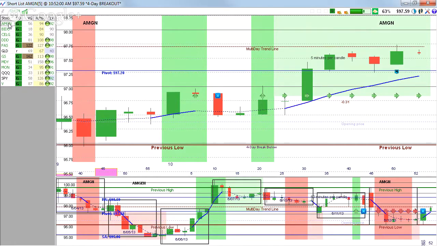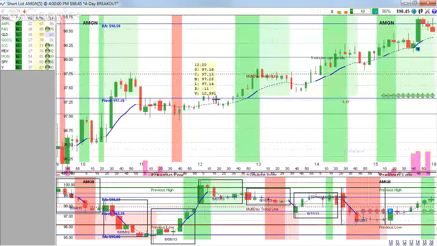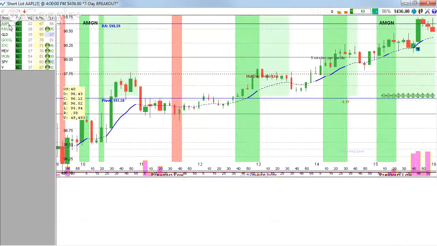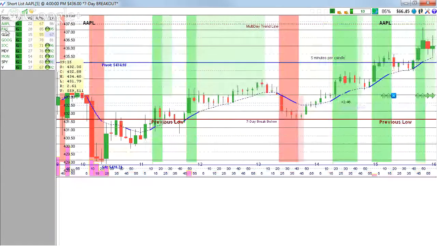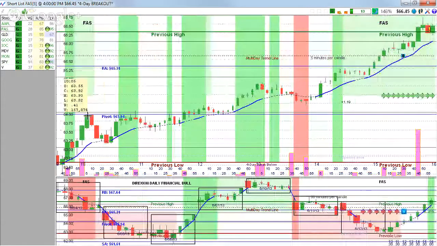I'm going to go to the end of the day so you can see how well they work. So here, this one had trouble at the pivot line. Let's go look at another one. Apple. What happened? Well, it had trouble at this pivot line. Let's look at another one. This one here, it bounced off the pivot right there, and then bounced off it again, and then struggled, bounced off of it on the downside, then finally ran up and did its thing.